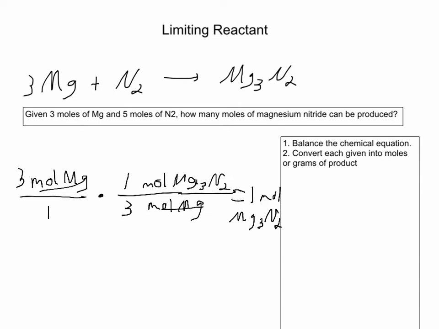Now what if we had enough to react with 5 moles of nitrogen? So we'll start with 5 moles of nitrogen over 1 times mole nitrogen on the bottom, and then we're looking for moles magnesium nitride.